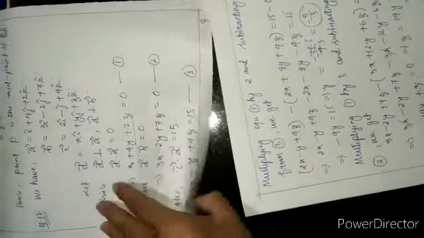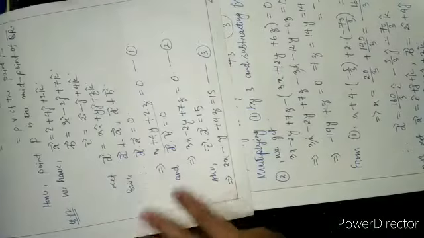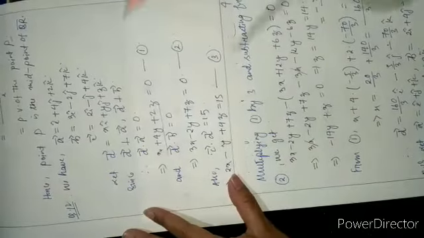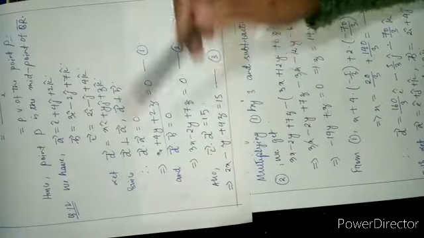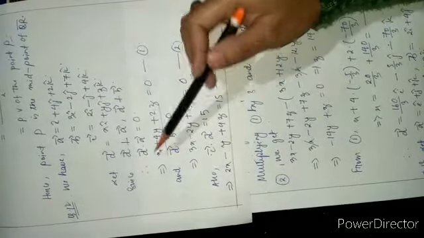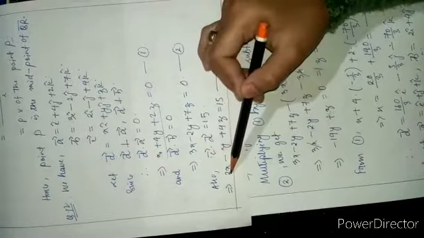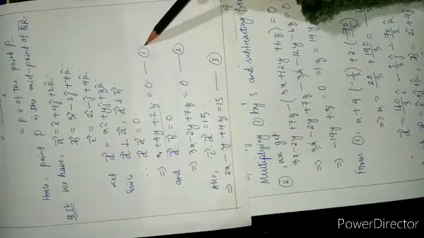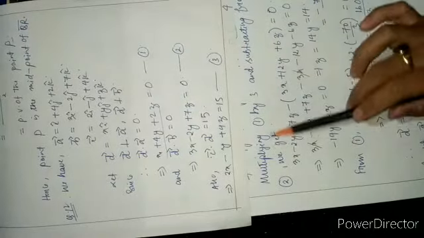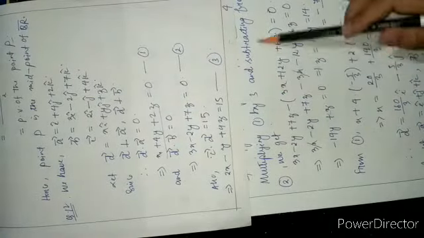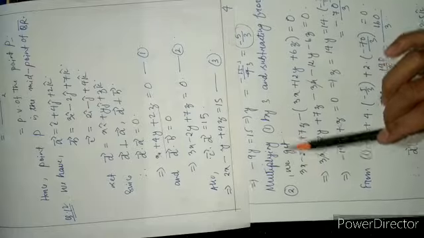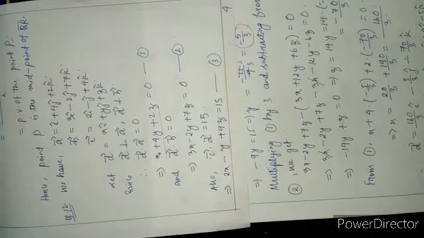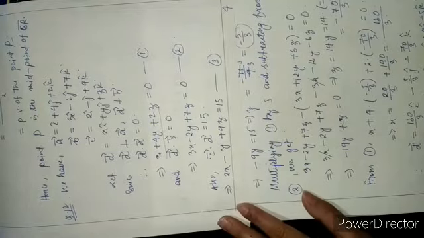Equation number 1 and 2, we have to eliminate x. To eliminate it, the coefficients must be made equal. The coefficient in one is 1 and in the other is 3, so we multiply equation number 1 by 3. Multiply equation number 1 by 3 and subtracting from equation number 2 we get.